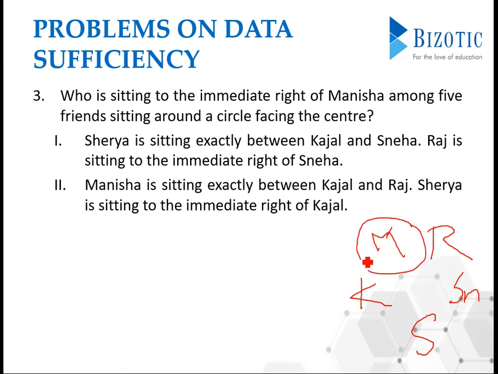And now if you look at it, you can clearly say that to the right of Manisha, Kajal is sitting. You are able to answer with statement 1. So this is how you determine it. You have to just concentrate on the given statement and conclude it the right way. So with statement 1 now we are able to answer. Anyways, now let's look into statement 2.